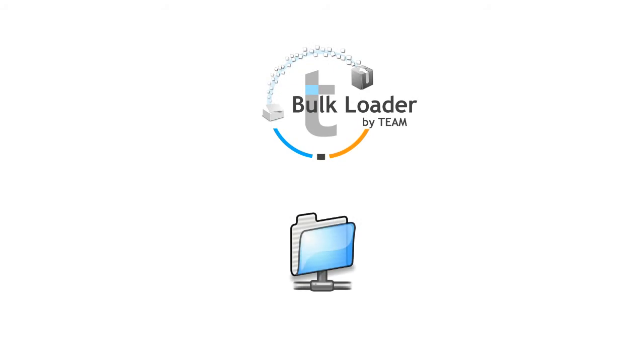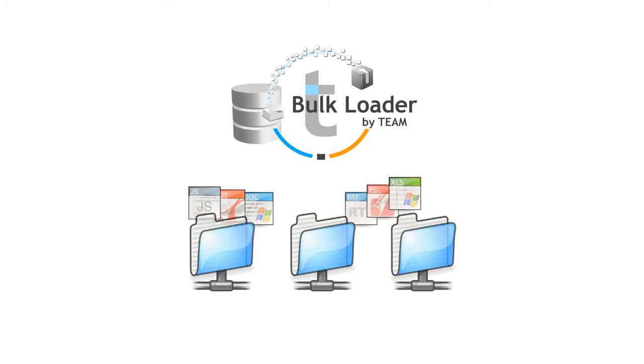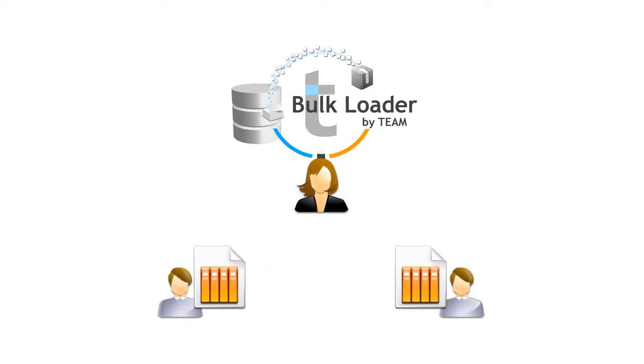Bulk loader starts by crawling your configured network file shares, discovering content objects, and registering them into a tracking database. The migration administrator groups the discovered files into one or more manifests and allocates those manifests for processing to subject matter experts. Those users also access bulk loader via the web and mark each content object with an action, that is, migrate, archive, delete, or leave in place.